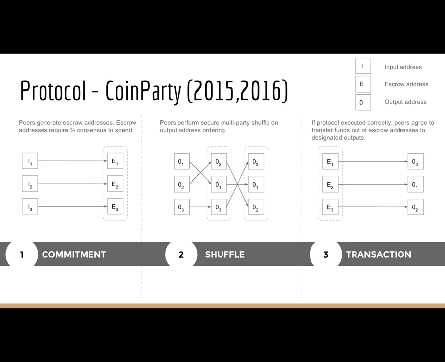And then in the next step, the output addresses that the input peers have specified are shuffled in a secure, verifiable manner. They go through these steps to shuffle up the output addresses. And then in the last phase, if everything has gone correctly, they do the actual transaction where they move the escrow funds into the outputs that have been shuffled. So what actually ends up on the Bitcoin blockchain is just input to escrow addresses, which looks like a normal transaction, and escrow to output, which also looks like a normal transaction.